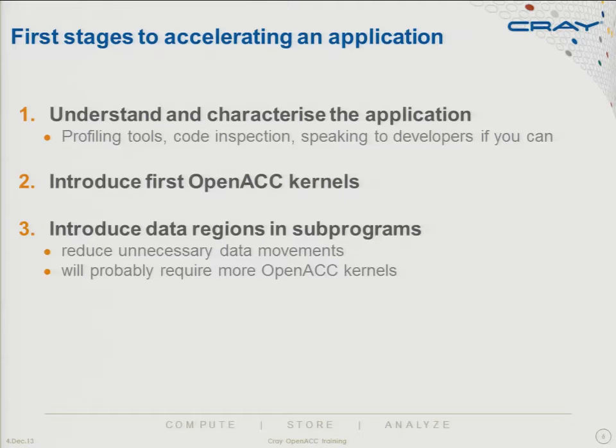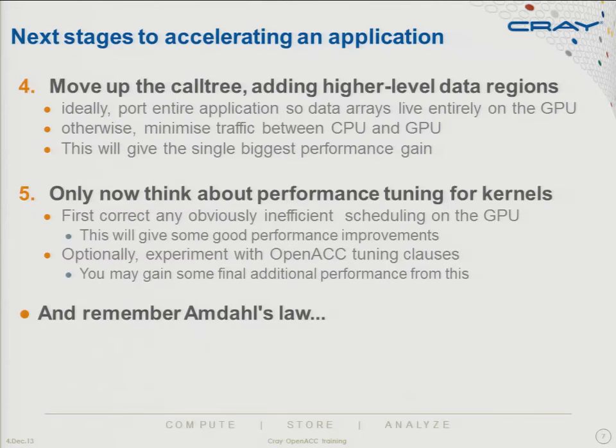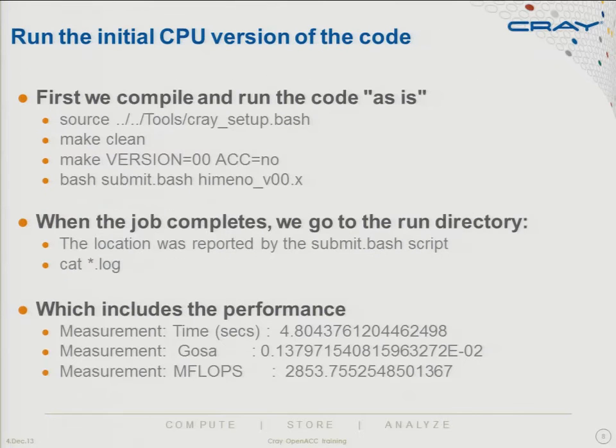So the first thing you would do is understand your application. And here we can do it just by inspecting the code. Then we start introducing OpenACC kernels. Then we start putting in data regions to minimize data movement. Then we go up the call tree, making the data regions larger and larger and larger, so we get less and less data movement. And only when you've done all of that, only then should you start thinking about performance tuning of kernels. I know it's exciting and everybody likes to make their kernels go faster, but it's not the biggest optimization you're going to make.